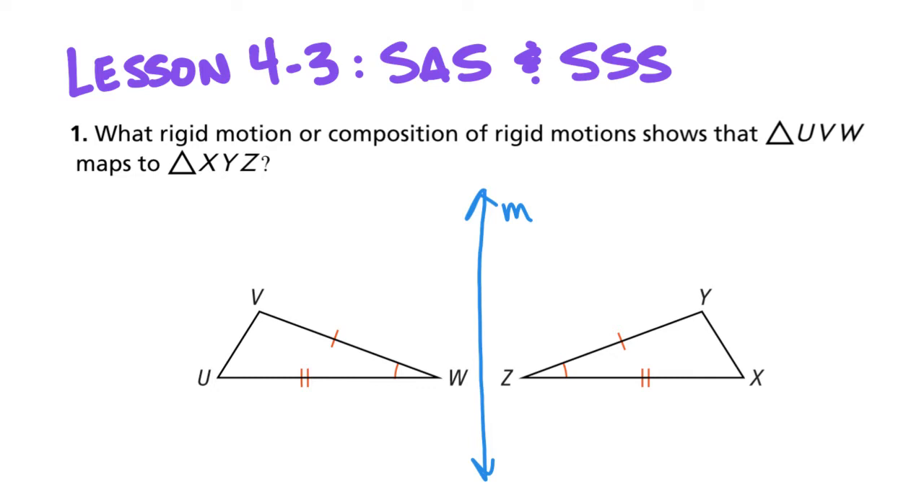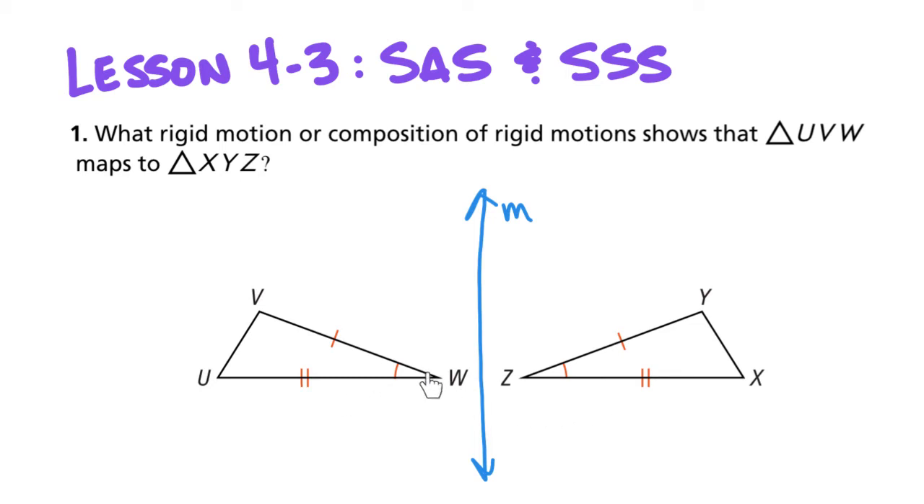And if I just reflected this over that line, flipped it if you will, because sometimes I call a reflection like a flip, then what's going to happen is the point W right here is going to end up exactly where Z is. The point V right here is going to end up right where Y is. And the point U is going to end up right where X is. This is going to flip over onto this one. So it would just be simply a reflection is all we need.